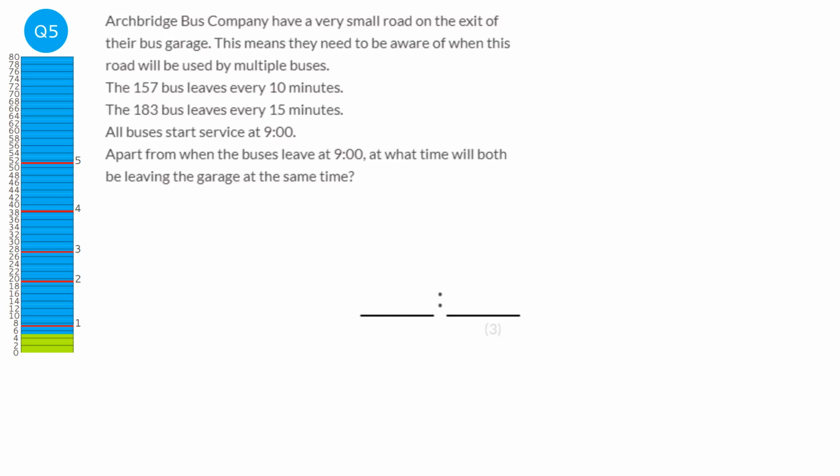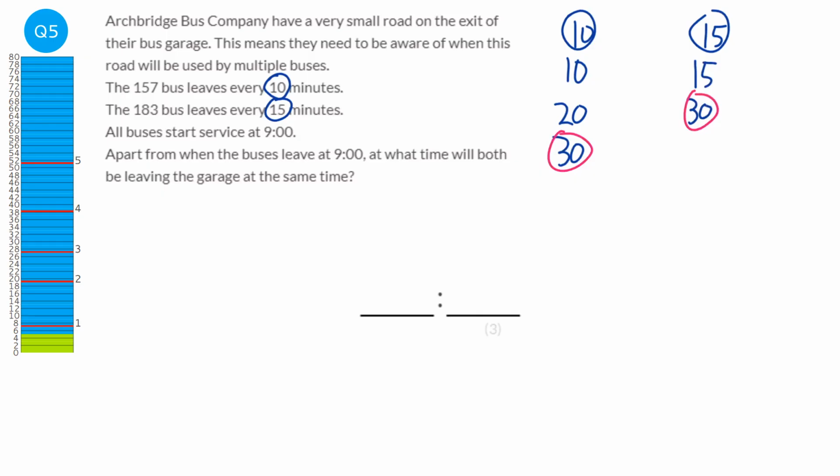To answer this question, we basically need to find the lowest common multiple of the 10 minutes here and the 15 minutes here. So we're going to start off just by doing the 10 and 15 times table, so it'd be 10, 20, 30, and 15 times table with 15 and 30. So the lowest common multiple is 30. So after half an hour, these buses will sync up. They'll both leave at the same time, and all buses start service at 9 o'clock. So it will be half an hour after 9 o'clock, which will be 9:30.